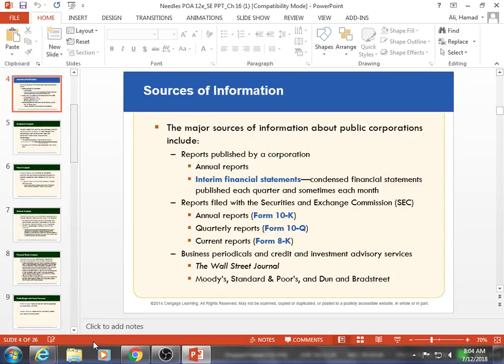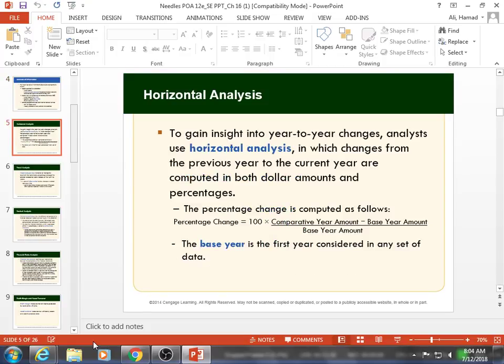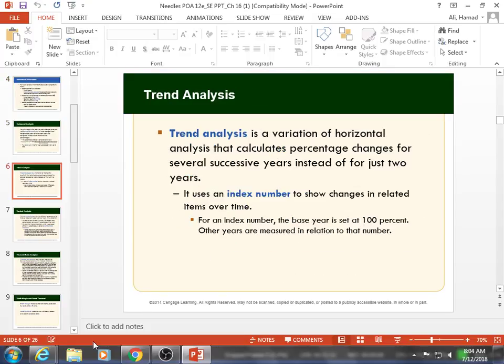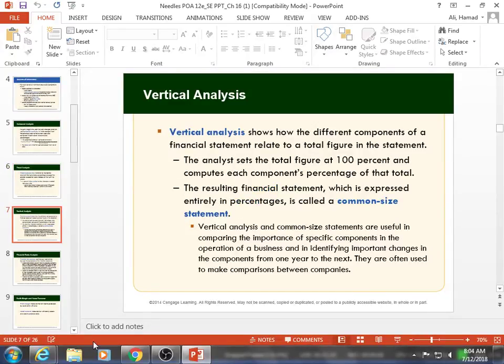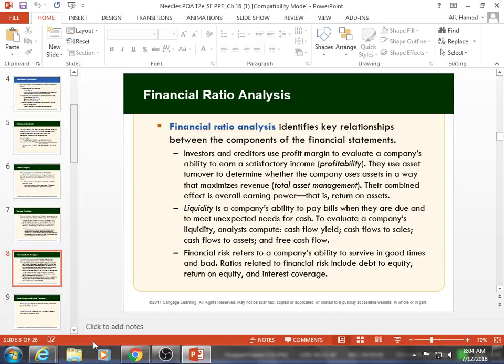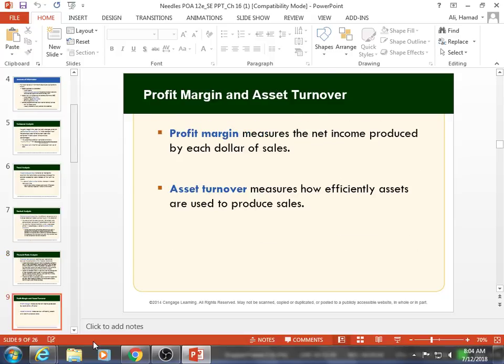We already went through the different types of analysis, and we talked about the horizontal analysis, if you remember, trend analysis. We talked about the vertical analysis, and then we are in the middle of the financial ratio analysis, and as you can see, these are the profit margin and asset turnover. Those are the profitability measures.